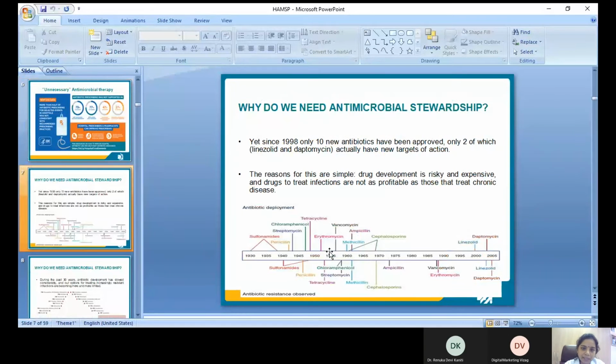Yet since 1998, only 10 new antibiotics have been reported, out of which only two have been approved, and which have only new targets of action. The reason for this is very simple. Drug development is risky and expensive, and whenever a new drug is developed, within a few years of using it, misusing it, and irrationally using it, it's getting drug resistant.